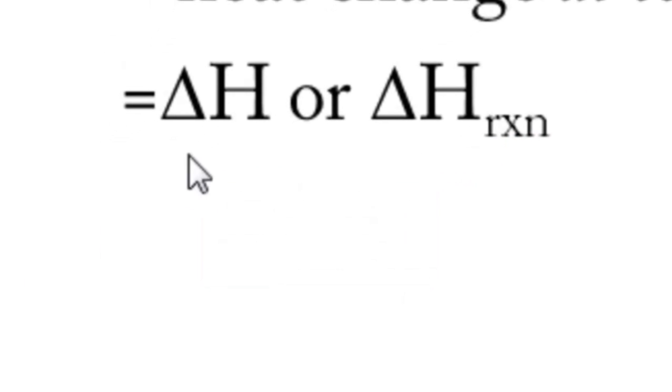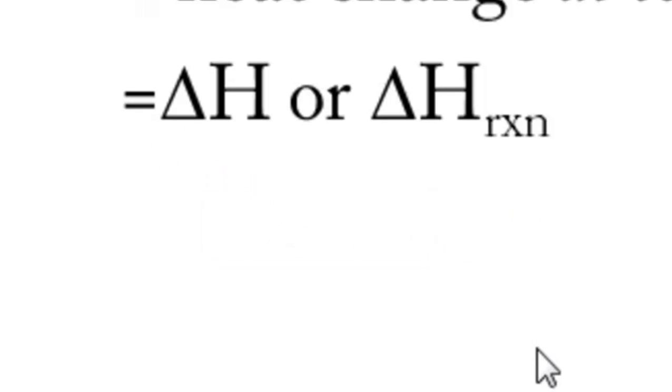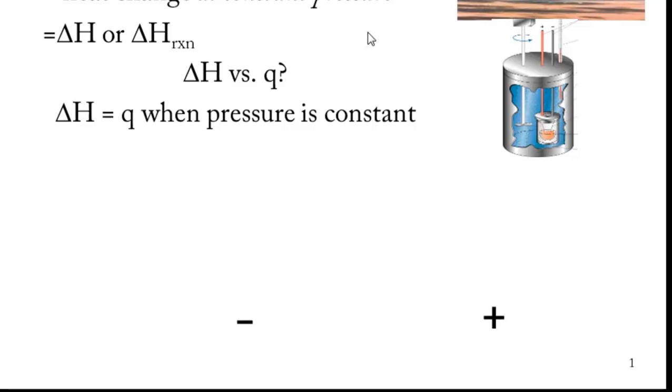It's given the symbol delta H, or delta H for reaction. That would literally mean the change in enthalpy. What's the difference between heat and enthalpy? Well, I think it's pretty clear if you look at that right there. They're the same when the pressure is constant. So it's the heat change at constant pressure that is enthalpy. Fine.